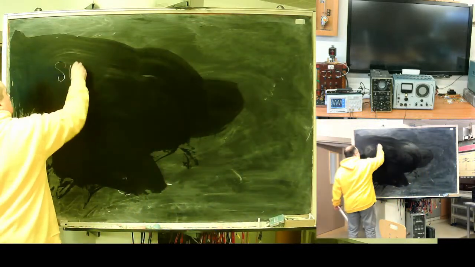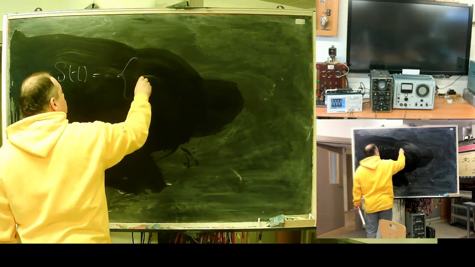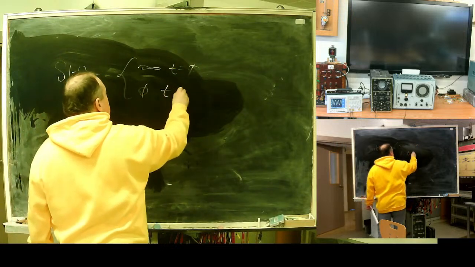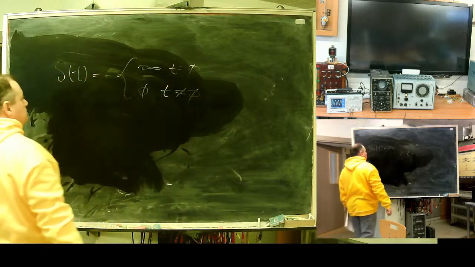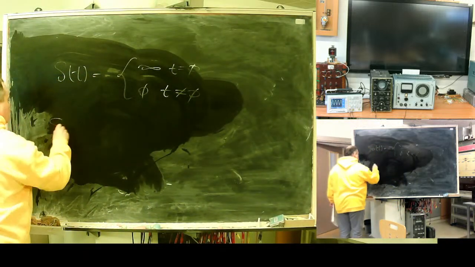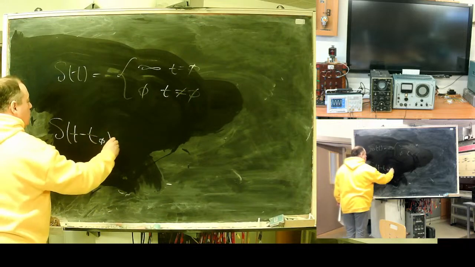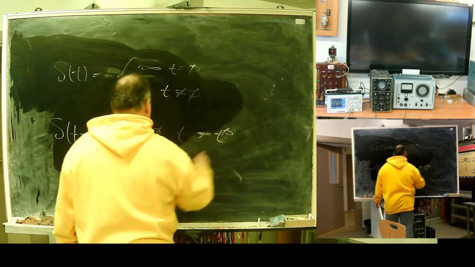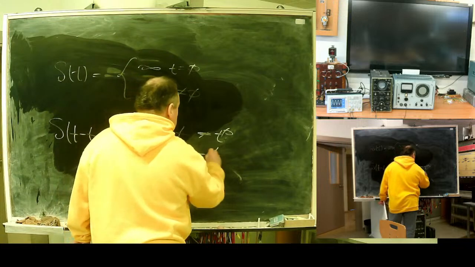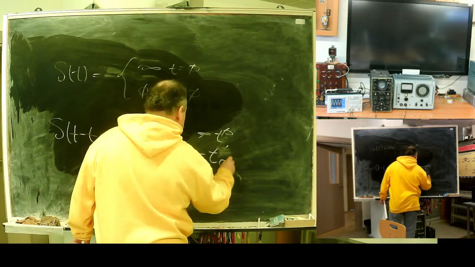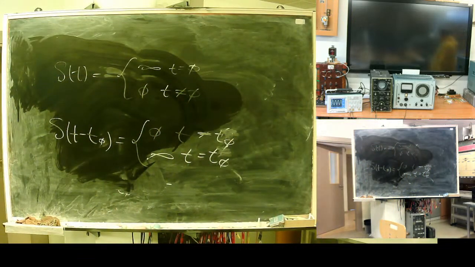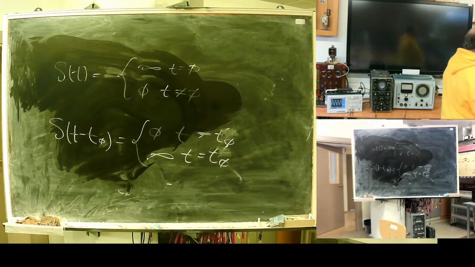So, the delta function of time equals infinity when time is 0 and 0 when time is not 0. The delta function equals 0 when time is not t0 and infinity when time is t0. Absolutely thin. Needle goes up there. Okay.